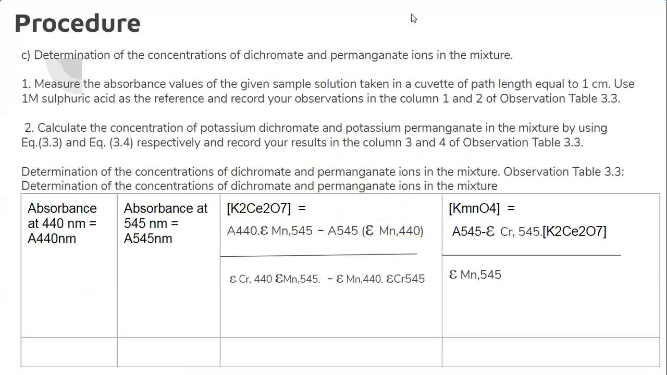Okay. So this is the application of the spectrophotometer. Spectrophotometer for what? Identification and estimation of chromium and manganese present in steel.